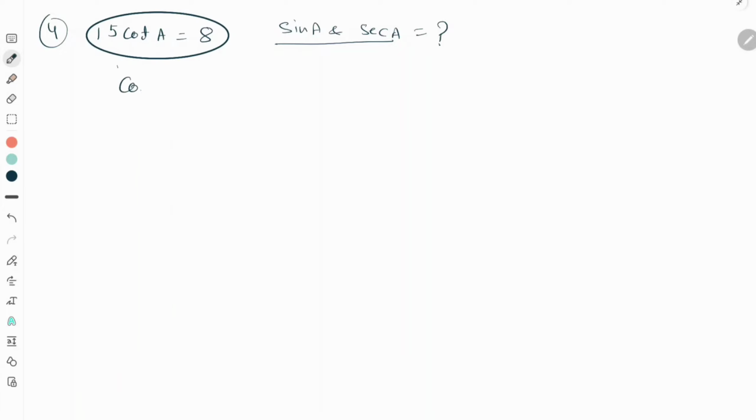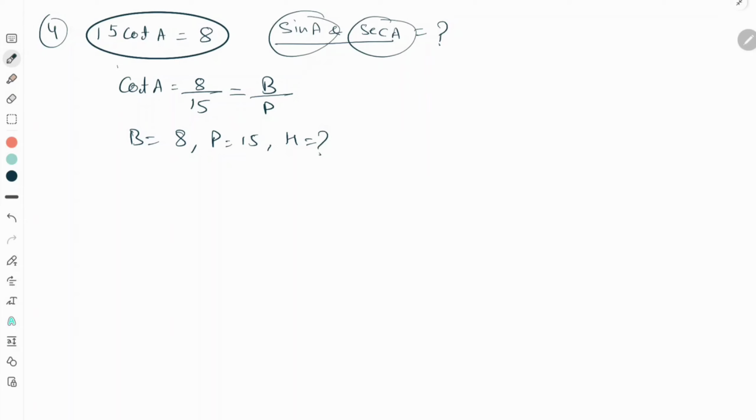Now let's move to question number 4. In question number 4 we have 15 cot A equal to 8, and we have to find the value of sine A and sec A. Using this equation we can write cot A as 8 by 15. And what is the ratio of cot? Base upon perpendicular. So in this case B is 8, P is 15. Now you can find the value of H. Then you can find the value of sine A and sec A easily.